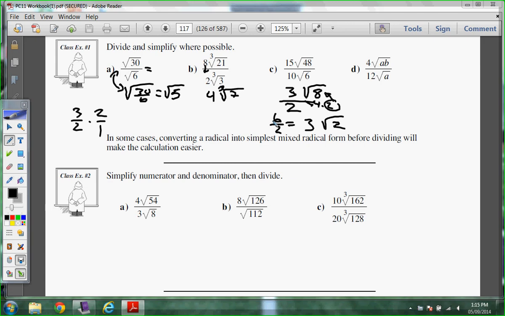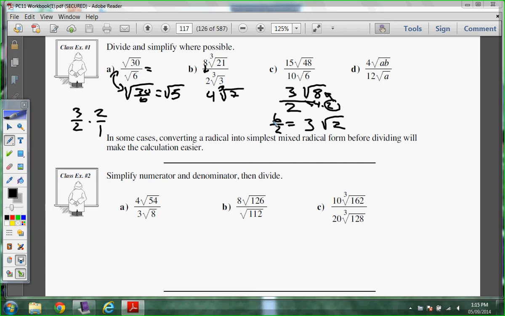I'll talk you through it one more time. 15 over 10 reduces to 3 halves. 48 divided by 6 is 8. Break the 8 down to 4 times 2. Pull the 4 out of the root, which becomes 2. 2 times 3 is 6. 6 over 2 is 3. The root 2 is left inside.